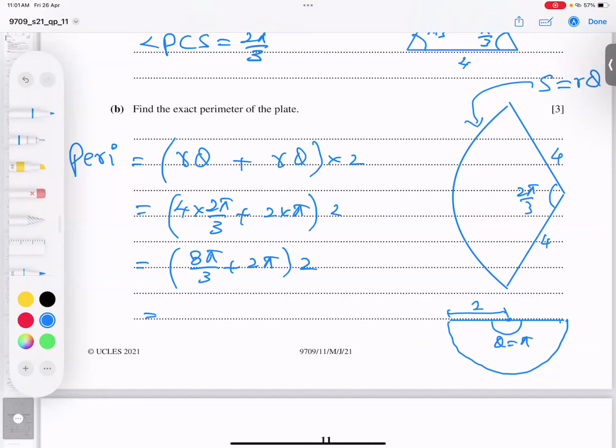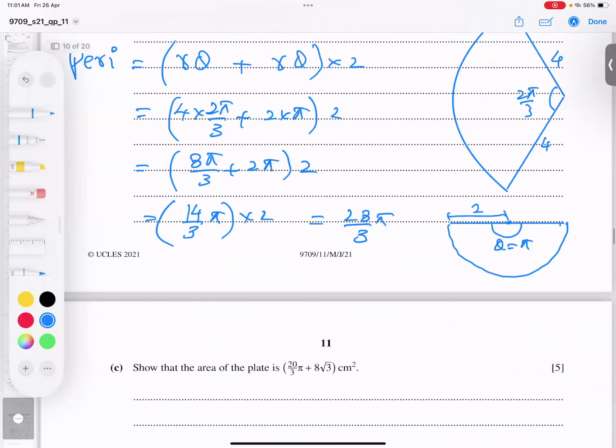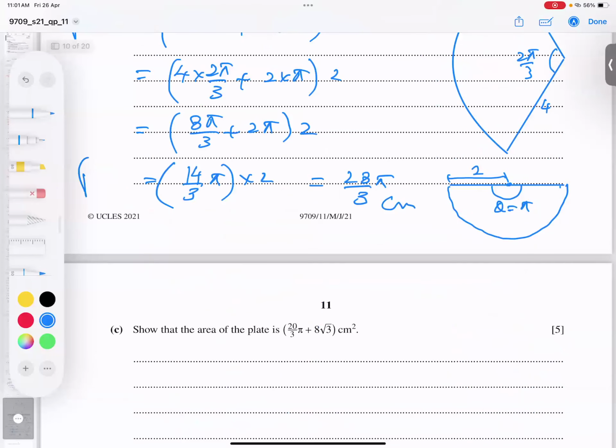And finally, I get what? I get a perimeter coming with me. It is 8 divided by 3 plus 2. I got 14 over 3 pi inside. And I got 28 over 3 pi. So this is in centimeters. Let me check. Yeah, centimeters. Alhamdulillah Rabbil Alameen. So the perimeter of the plate is very, very clear.